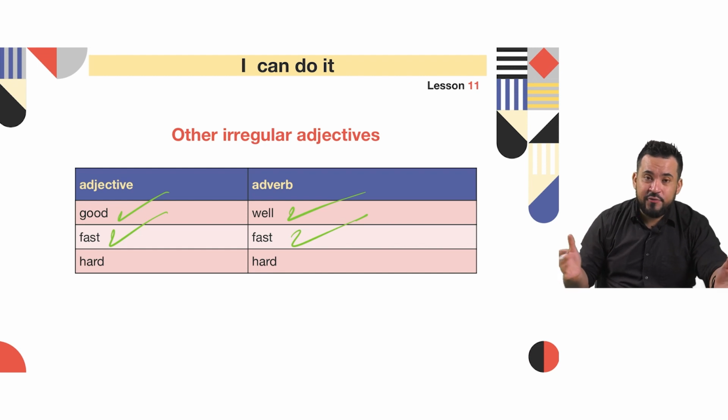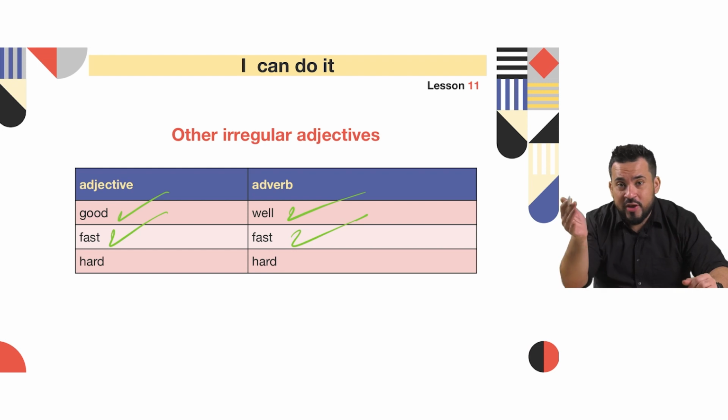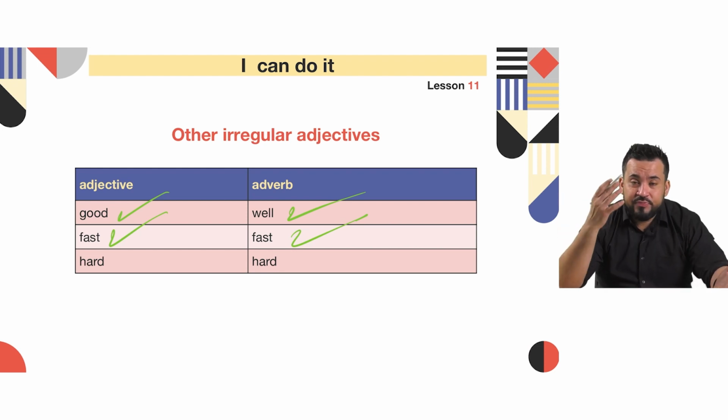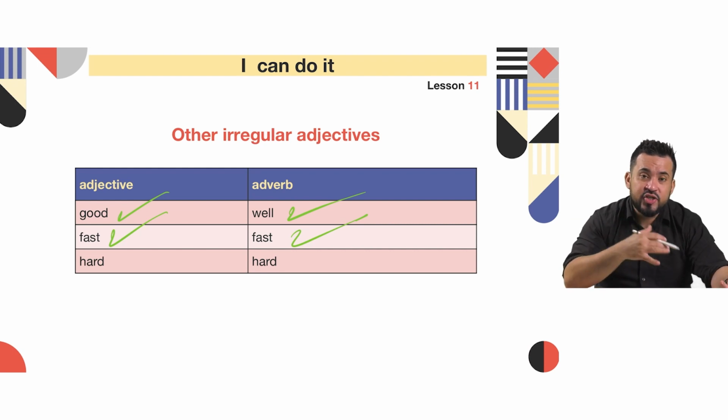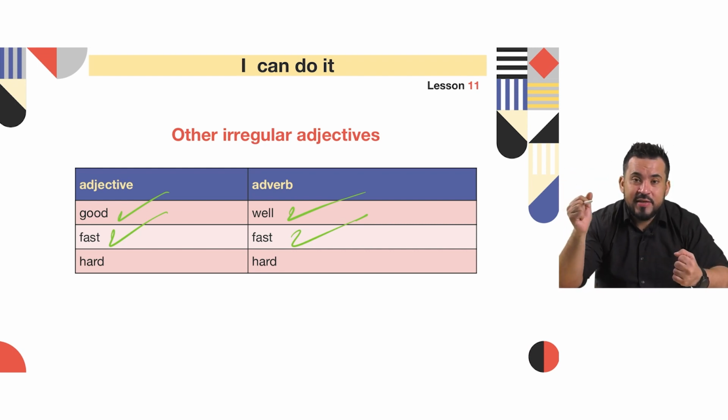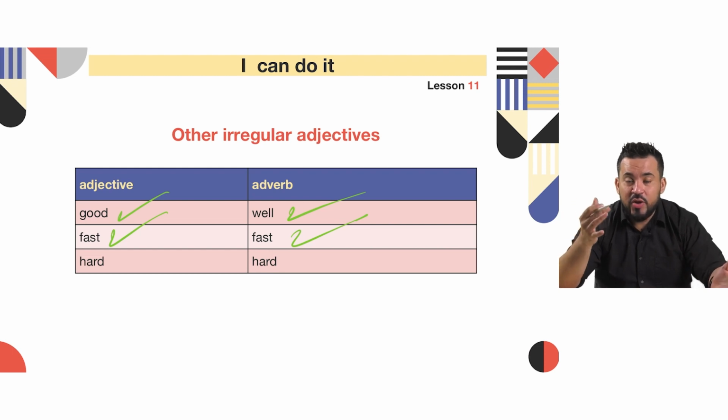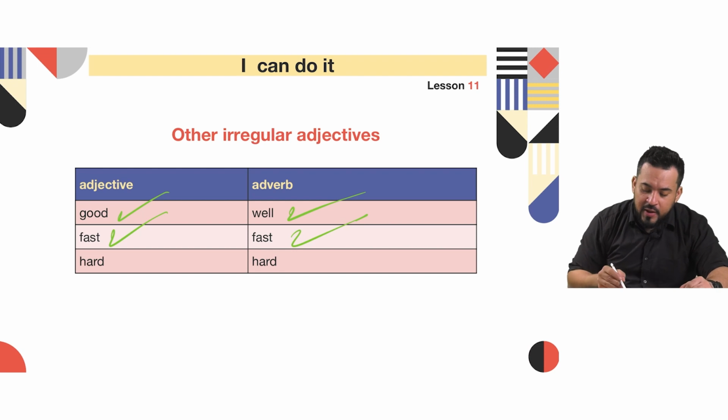How can we tell the difference? It's by looking at what we're describing. If we say this man is fast, then we know it's an adjective because we are describing a man, and a man is a noun. But if we say he talks fast, then we know that we are talking about an adverb because we are describing talks, and talks is a verb.